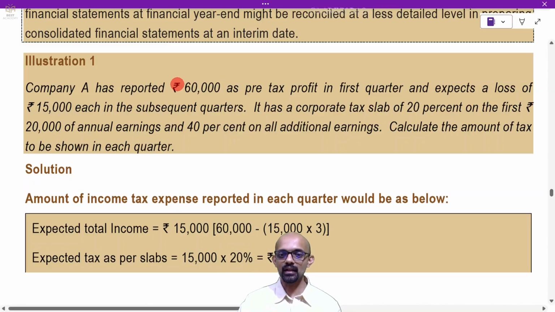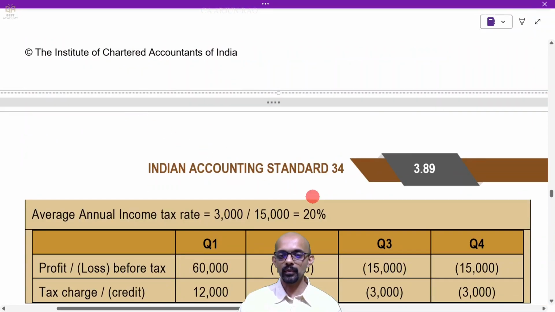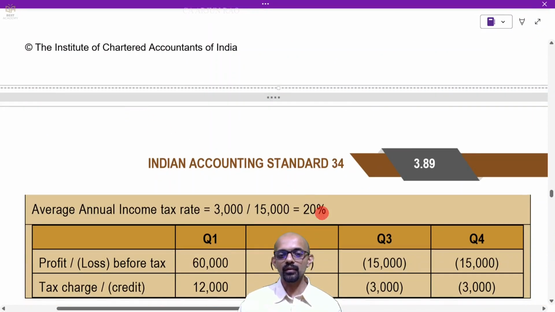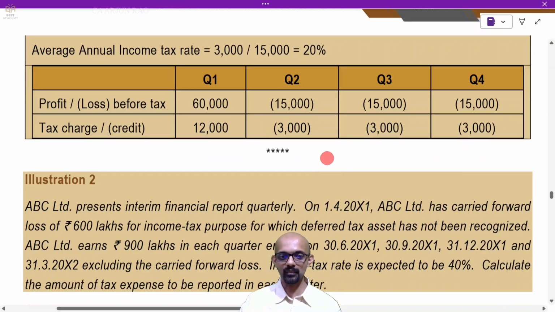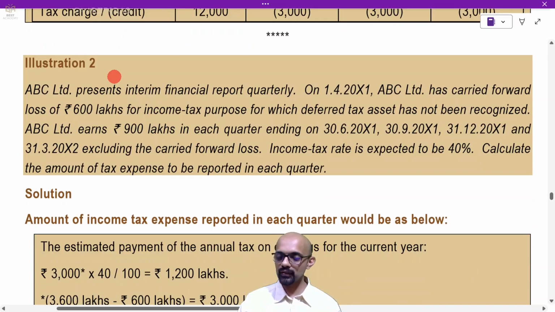So in illustration 1, the first quarter profit is 60 and expected loss is 15,000 in each of the subsequent quarters. So the weighted average tax rate is first calculated. That comes to 20%, and then for the first quarter there is a charge, P&L is debited, and for the remaining quarters, because there is a loss, a tax saving is calculated. This is another important point for interim financial statements. So let's just go through one more illustration for tax.